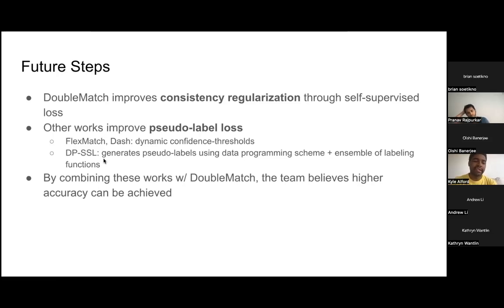And then DPSSL essentially generates the pseudo labels using data programming and different labeling functions. And so they were saying by combining both the improvements in the consistency regularization and the improvements made in the pseudo label loss, they can essentially achieve a higher accuracy, which they haven't gotten to yet, but I'm sure will be released soon.